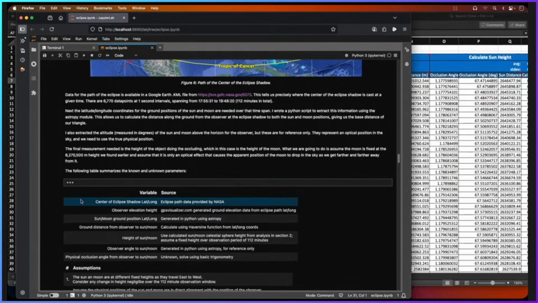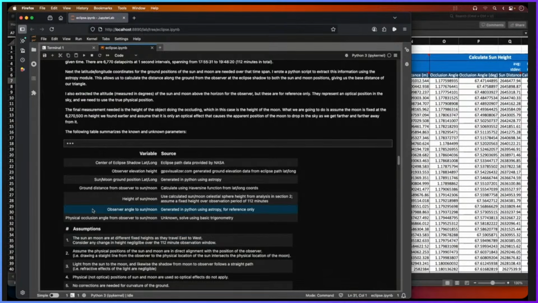So first we have the center of the eclipse shadow, latitude and longitude, which we got from the data file from NASA. Then comes the observer elevation height, where we can take those lat-long coordinates and upload them to gpsvisualizer.com, which will export a CSV with the elevation data. Then the sun and moon ground position, latitude and longitude, which is generated in Python. We have the ground distance from observer to sun and moon, which is calculated using Haversine from those latitude and longitude coordinates. The height of the sun and moon is what we looked at earlier, and we're going to assume a fixed height over the observation period of 112 minutes.